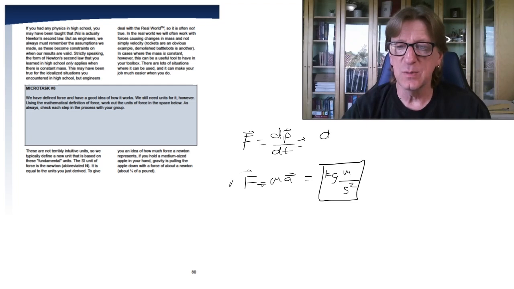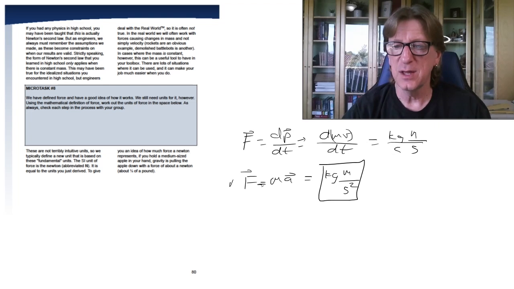So this is going to be dmv over dt, right? And so this gives me kilograms times meters per second, and then times another second in the bottom here. And so that's kilogram meters per second squared. So they give the same thing.